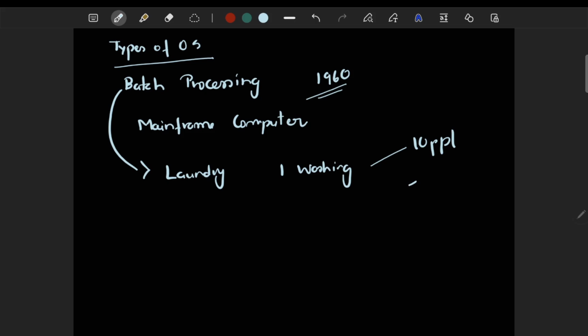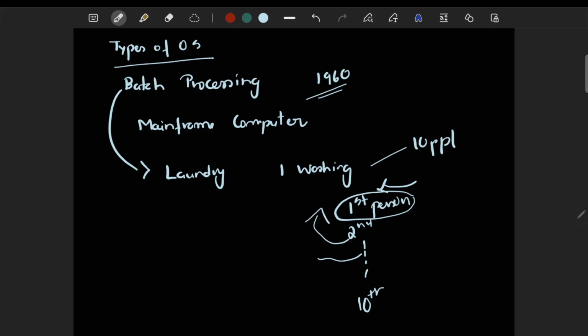So the first person will give their clothes. Then once that is done, all of these will be in the queue, the second till all 10. Once the first completes fully, then only the second person will put in the clothes. Then the third.